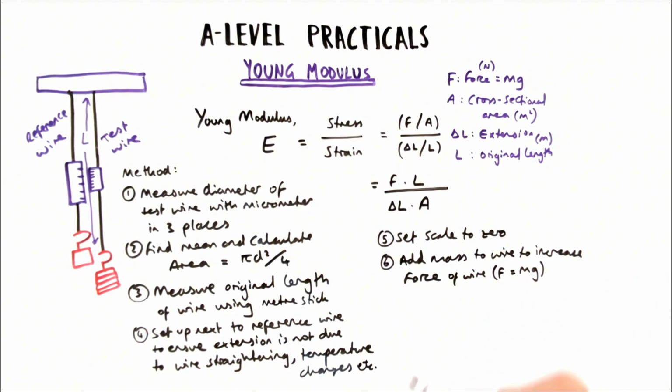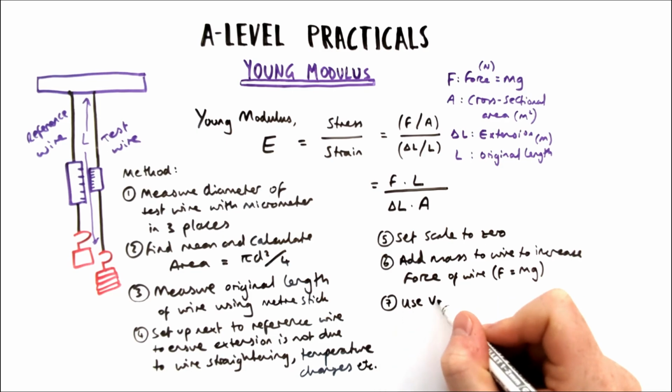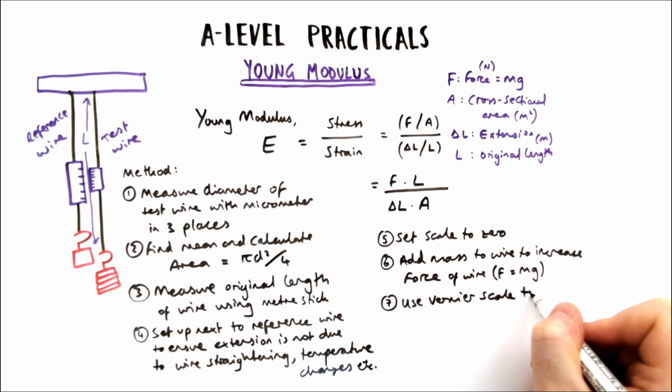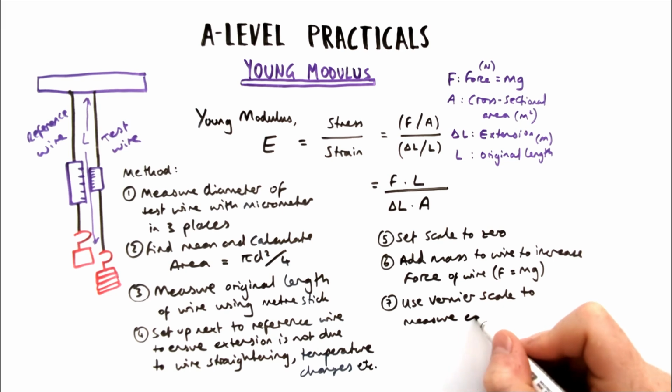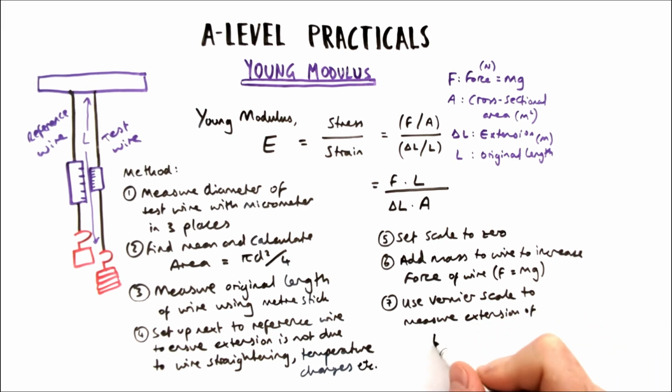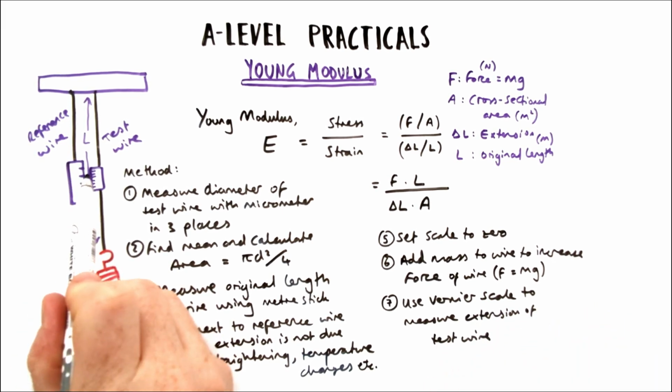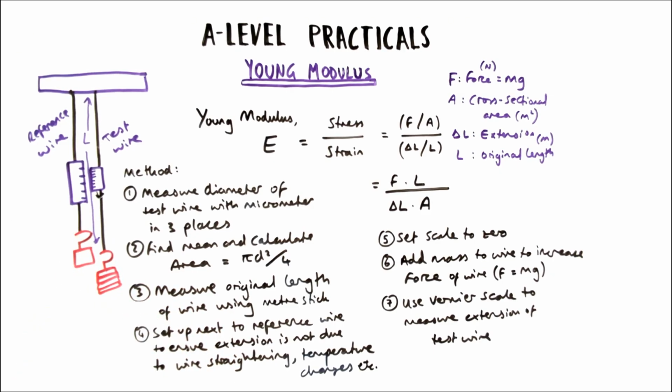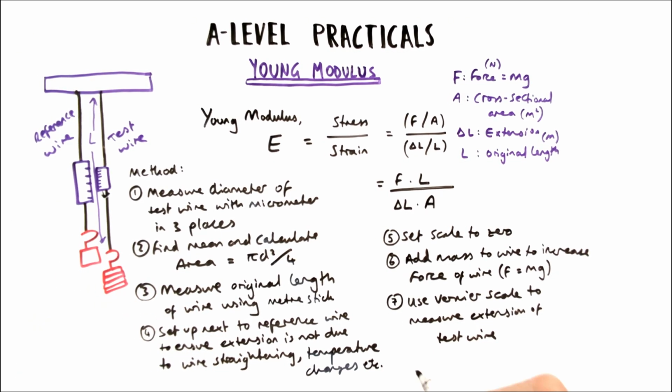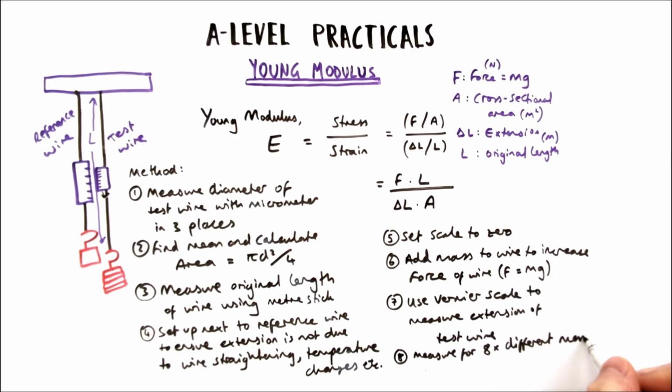Then to measure the extension, you're going to use the vernier scale. The vernier scale is set up so that it's got 1 bit on the test wire, 1 bit on the reference wire, so you can see how much the test wire goes down compared to the reference wire. The reason we need this is because the extensions are quite small. They're unlikely to be more than a couple of millimeters, maybe a few millimeters at most. So the vernier scale allows us to measure to 0.1 of a millimeter in the resolution.